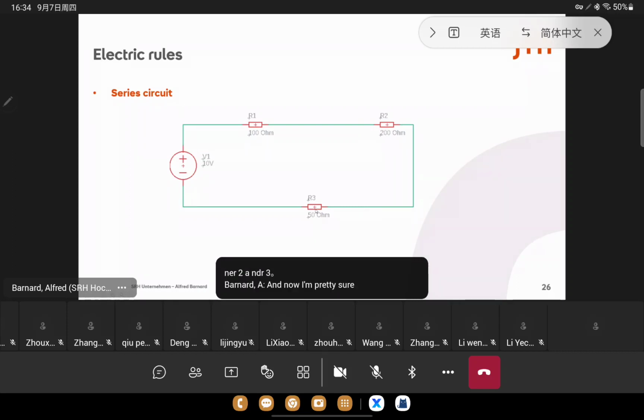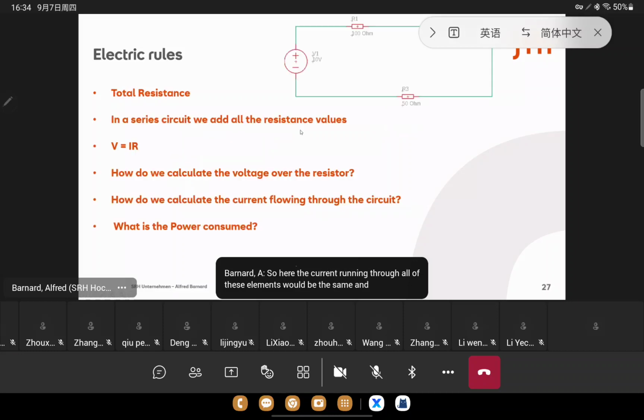Now, I'm pretty sure most of you know what the difference between a series and a parallel circuit is. But just to reiterate, a series circuit is when all of the components are connected on the same branch, I call this, and they share the same current. So here, the current running through all of these elements would be the same, and we can calculate the total resistance by simply adding up all of our series resistances. And then V equals I times R, which is my favorite equation in the world. Voltage equals current times resistance.